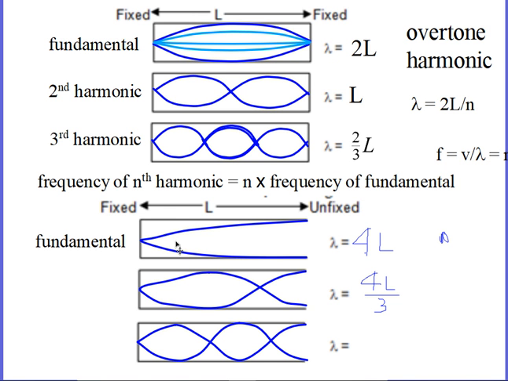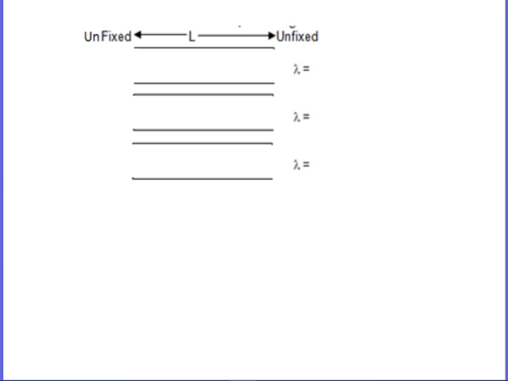That would be the fundamental for this pipe. But this, having one third the wavelength, would be 3 times the frequency. That's the 3rd harmonic. And this would be the 5th harmonic. Very important: when you're dealing with two ends which are different, you do not get even harmonics. Only odd harmonics. Don't let me trick you on that. Very important thing to remember.